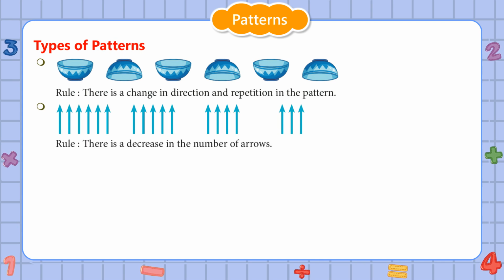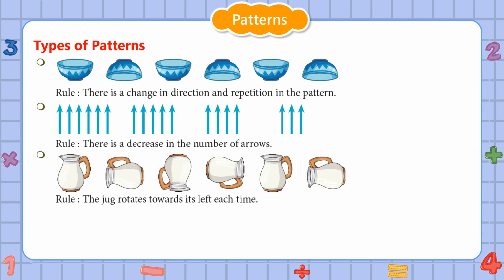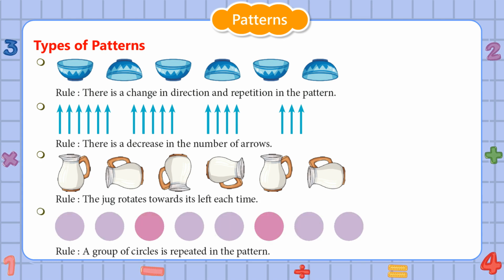Pattern 5. Rule. There is a decrease in the number of arrows. Pattern 6. Rule. The jug rotates towards its left each time. Pattern 7. Rule. A group of circles is repeated in the pattern.